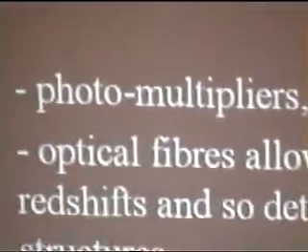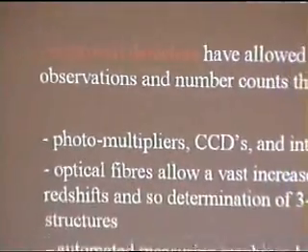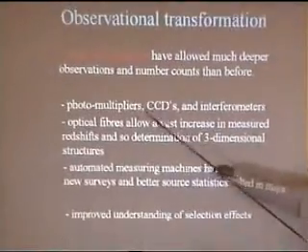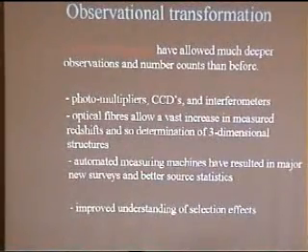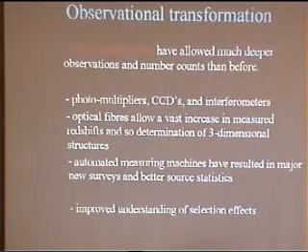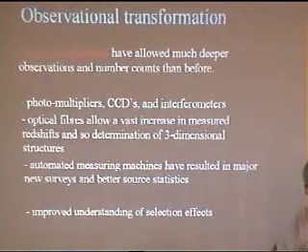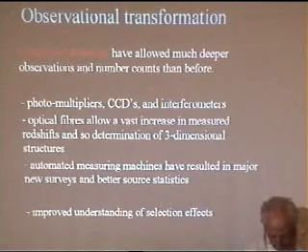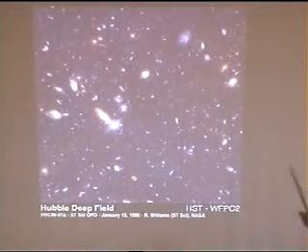At least as important has been the improved detectors, allowing much better observations and number counts than before. Photomultipliers, CCDs, which have taken over from photomultipliers, interferometers, optical fibers, automated measuring machines, and improved understanding of the selection effects go with all of this. So a huge revolution is taking place.